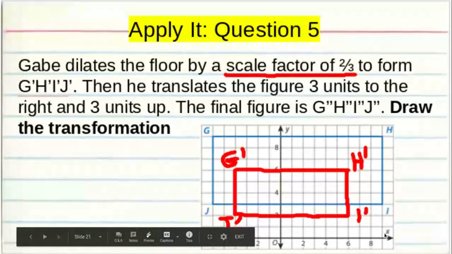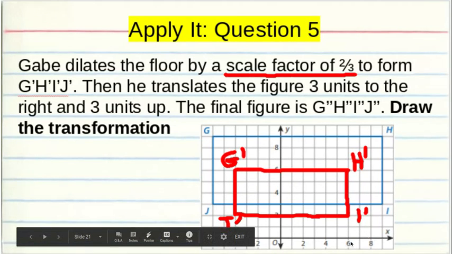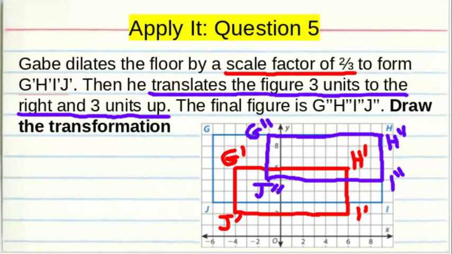Our I is at 9, 3, so when we do 9 times our scale factor of 2 over 3, we get 6. And when we take 3 times our scale factor of 2 over 3, we get 2. So we have our I prime. And then we do the same for that J as well. From there, we need to translate the figure 3 units to the right and 3 units up.